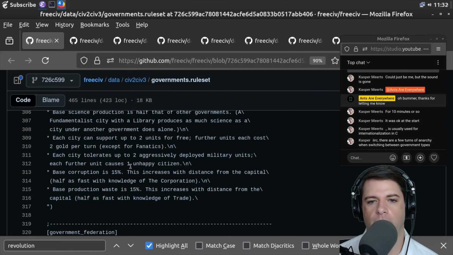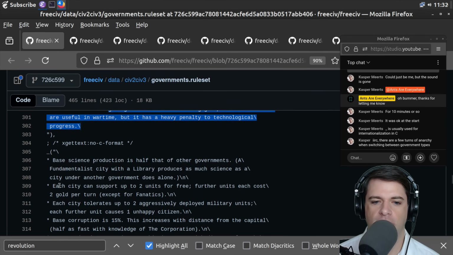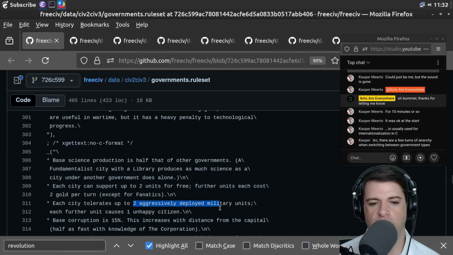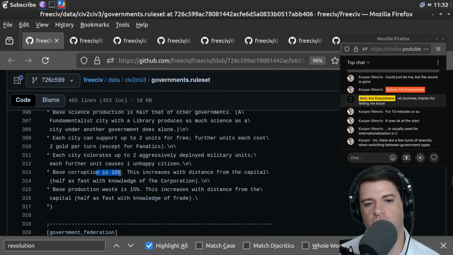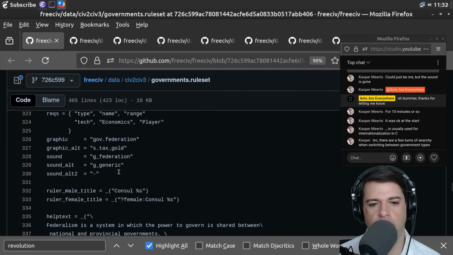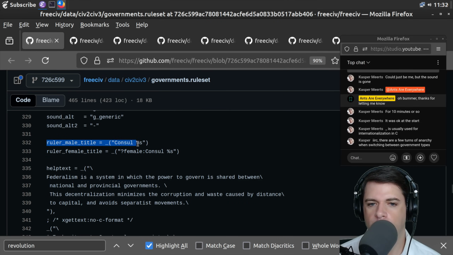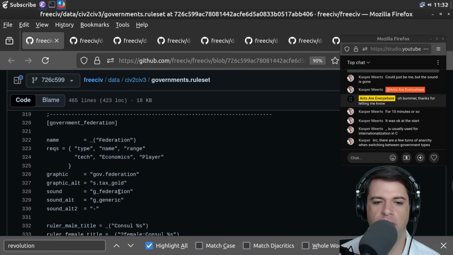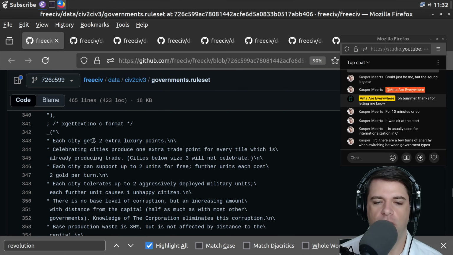Okay. Base science production is half that of other governments. Each city can support up to 2 units for free. They tolerate 2 aggressively deployed military units, and base corruption is relatively low, 15%. Then we have a federation with the title consul. Federalism is a system in which the power to govern is shared between national and provincial governments. Okay. You get 2 extra luxury points.